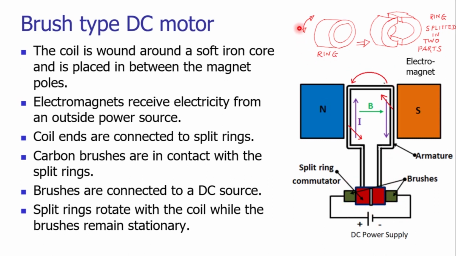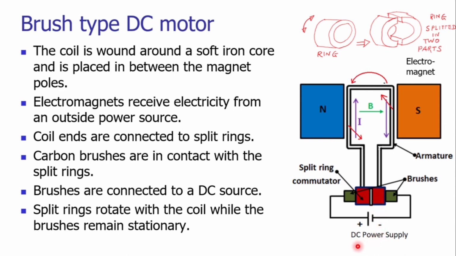On your screen you can see the concept of split ring. Split ring is an arrangement in which we are splitting a typical ring into two parts, and these two parts are connected to the ends of the armature coil. Needless to say, the armature coil is supported at both ends in bearings, and it is free to rotate in those bearings.